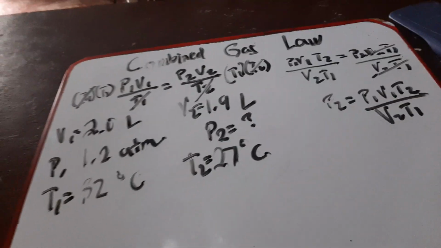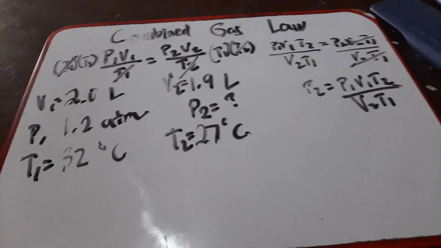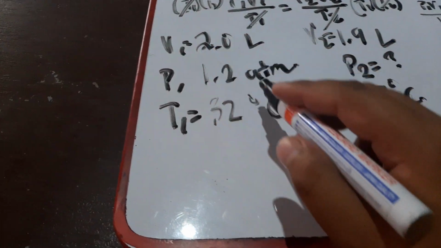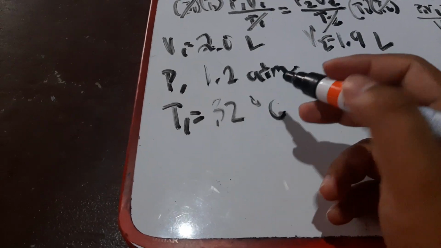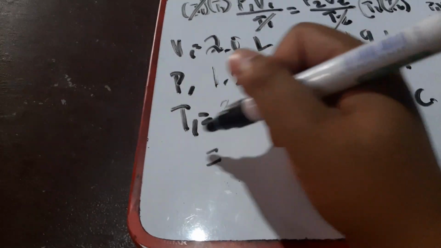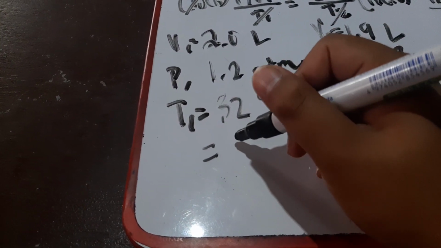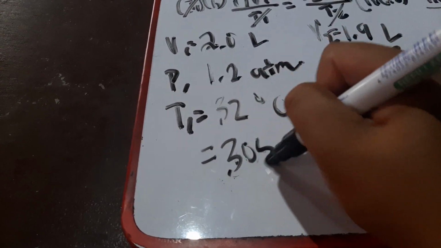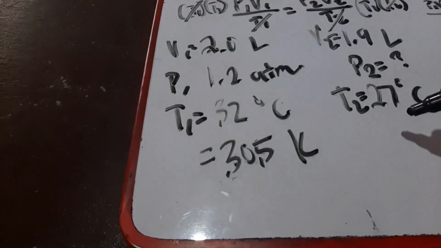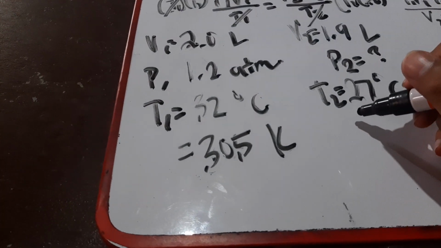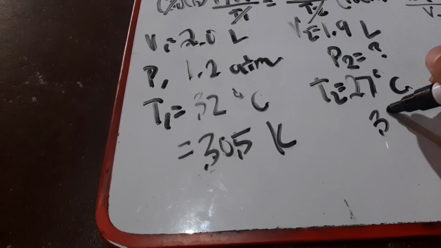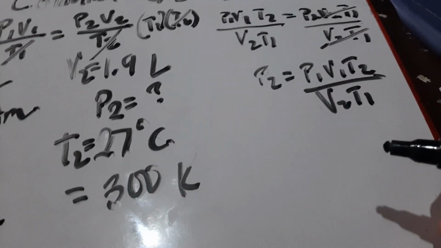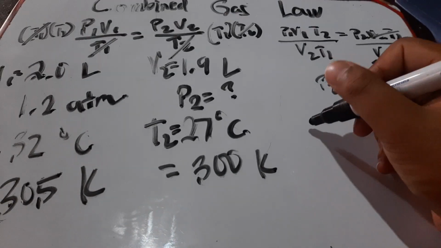Now, before I proceed with the substitution, I have to first change the units, especially of the temperature. So this becomes 32 plus 273, that's 305 Kelvin. 27 plus 273, that's 300 Kelvin. That's my T2. Now I can simply substitute.